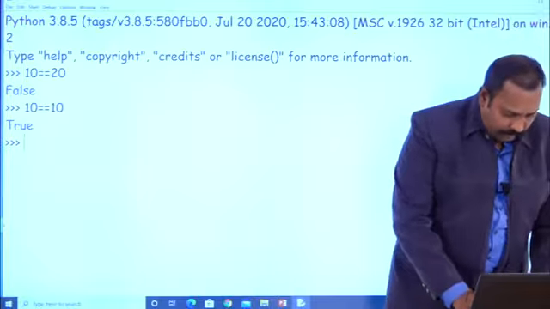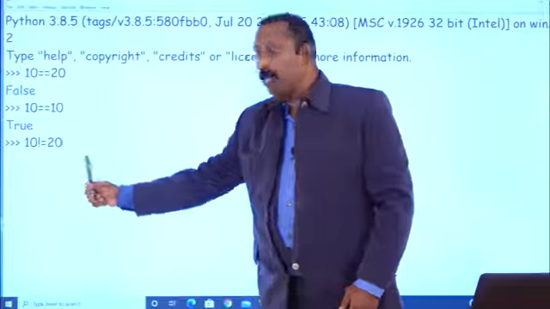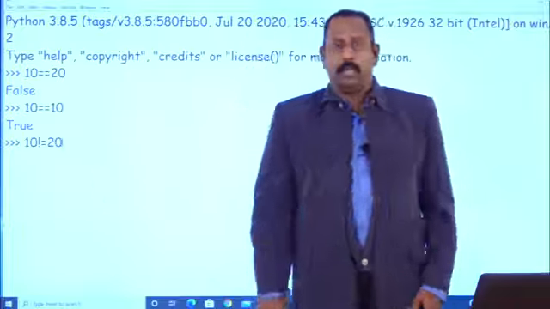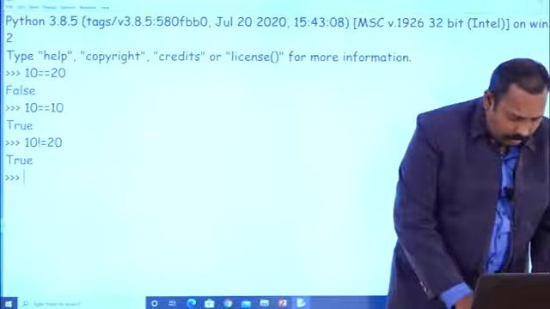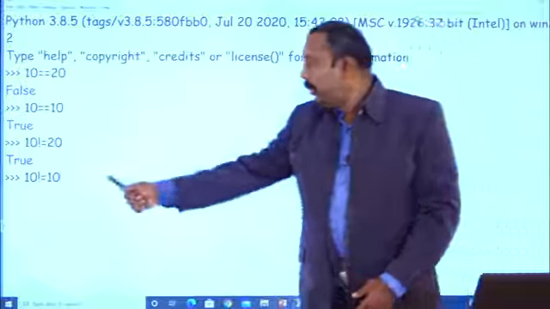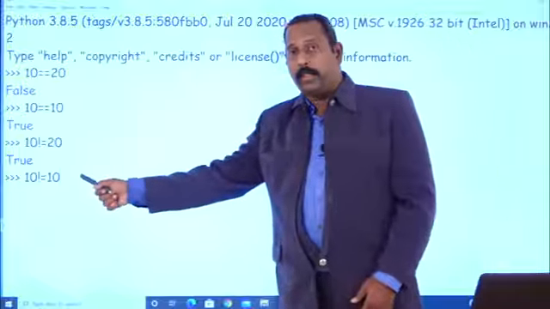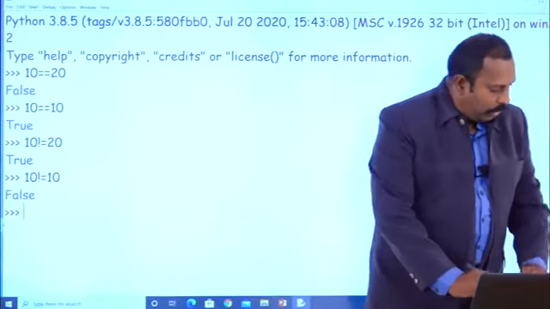Suppose I have written 10 is not equal to 20. 10 is not equal to 20, so you will get true. Suppose 10 is not equal to 10. But 10 is equal to 10, and we are using not equal. What is the output you will get? False is the output.